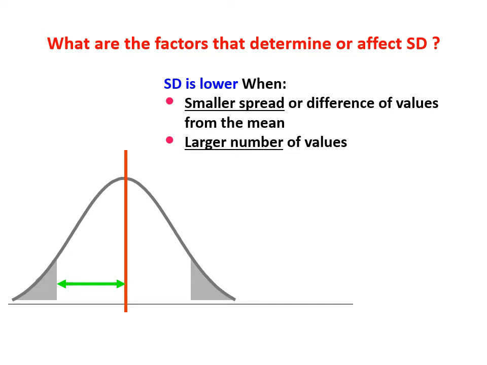The smaller the difference between the values, the smaller the standard deviation, because it is the variation from the mean. And the second factor is the number of values, or the sample size.